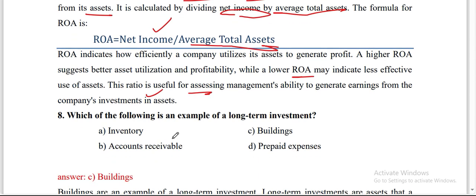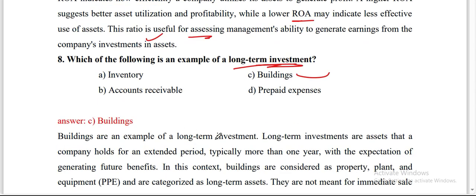Question number eight. Which of the following is an example of long-term investments? Investments in money terms may be long term, short term, or medium term. A, inventory, B, accounts receivable, C, building, D, prepaid expenses. Building is a long-term investment. It is not completed in a short period of time because it has many steps to complete one building. Inventory, accounts receivable and prepaid expenses are short term. So building is an example of long-term investments.